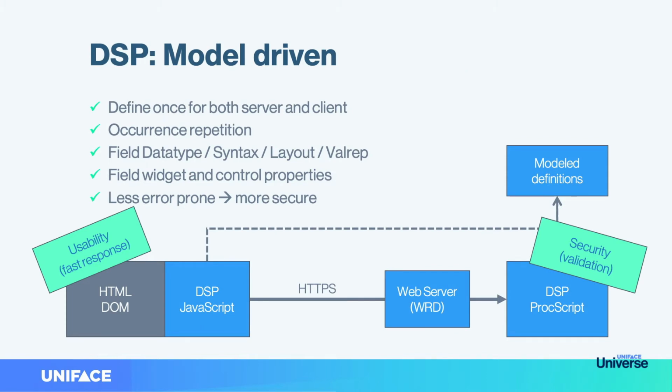So going a bit deeper into DSPs, a DSP application follows the model-driven approach where all the model definitions are defined once on the server, but they are also available on the client. The definitions include, for example, occurrence repetitions and field-level properties such as data type, syntax, valrep, layout, etc. Having all the information available on the client gives the client the ability to make certain decisions and take certain actions, for example, formatting, validation and error reporting on the client, which leads to faster performance and better security overall.